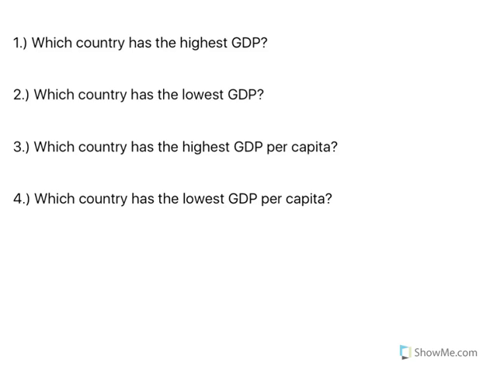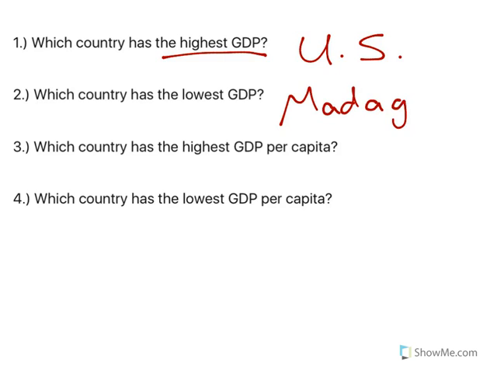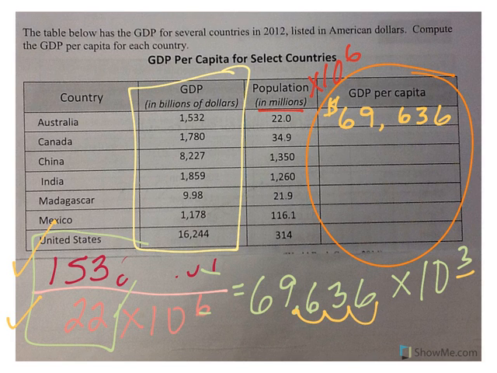In number one, which country has the highest GDP? Notice it's asking for just the highest GDP overall. And that, if you recall, is the U.S. On that big original screen, the U.S. has the overall largest GDP. Who has the lowest gross domestic product? That would be Madagascar. So the U.S. has the biggest, and 9.98 billion is Madagascar. That's very, very small.